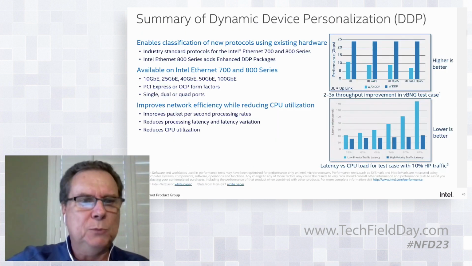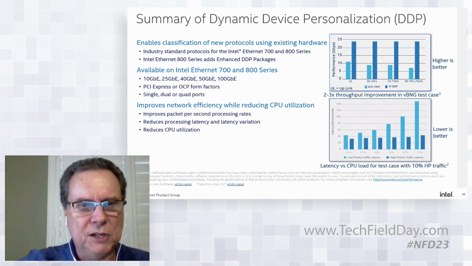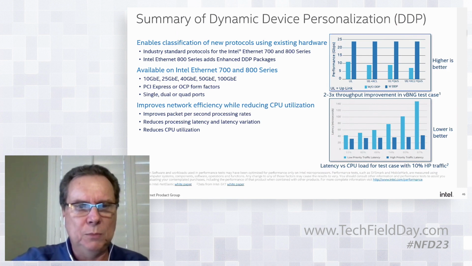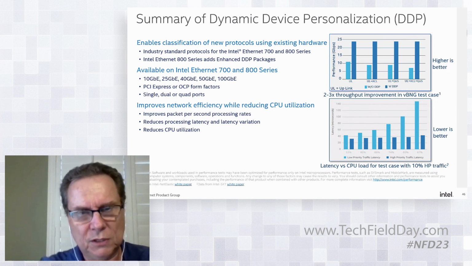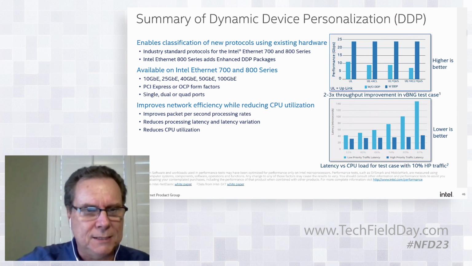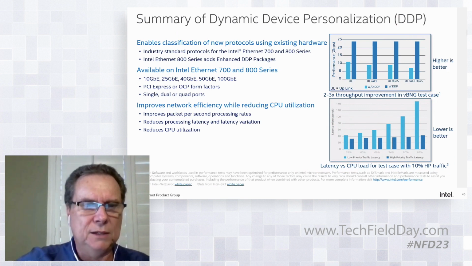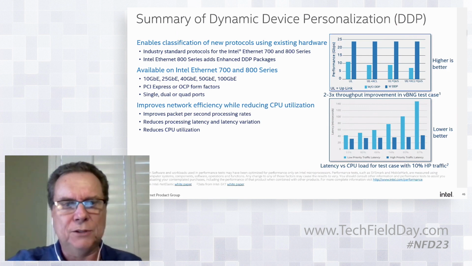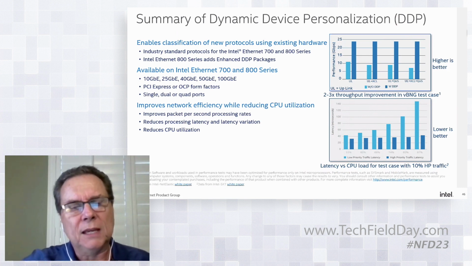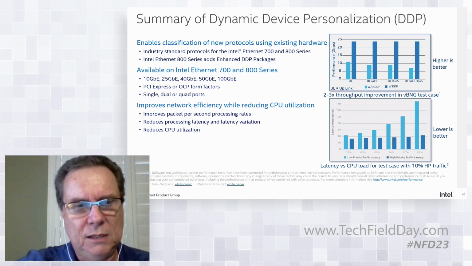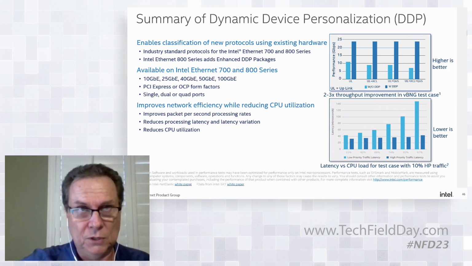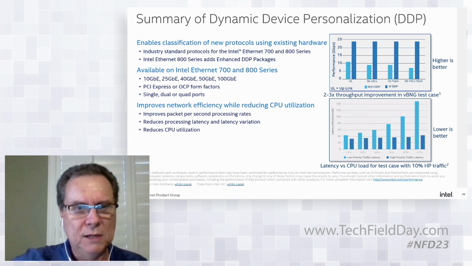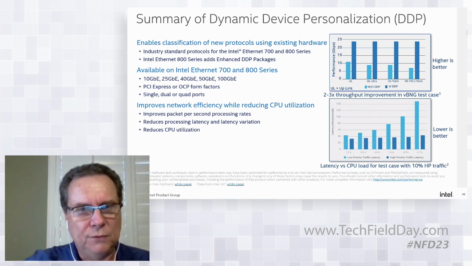So as a summary of dynamic device personalization, it uses our existing hardware, 700 series and 800 series devices. With the 800 series, we've added the additional capability, what we call enhanced DDP packages, which include multiple protocols. And as you've seen earlier, there's a lot of different adapter types available for these products, a lot of different port speeds, form factors, and numbers of ports, especially in the comms applications. That's where they're very interested in, let's say, quad port devices. And in the future, we're even looking at 8-port devices as well. So multiple port capability is a nice feature we can offer.